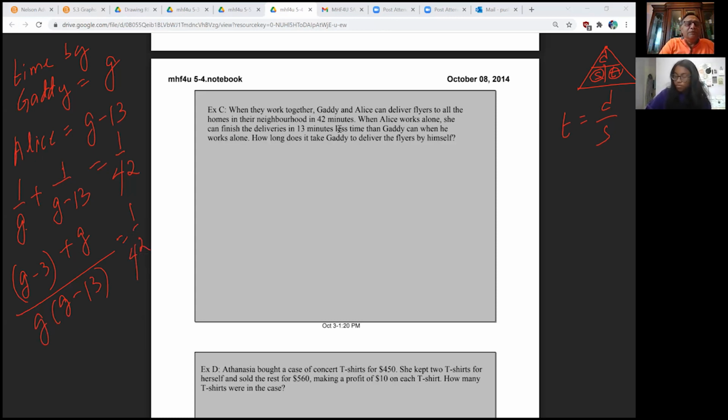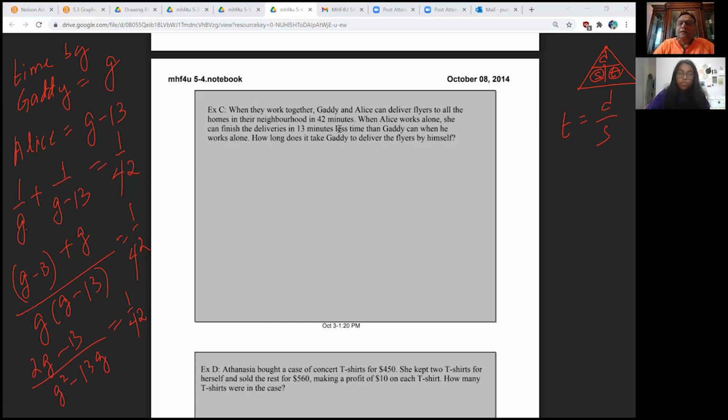Now you can simplify the numerator, which is g plus g is 2g. So we have 2g minus 13 over all this. Well, this is 13 minutes less, right? So we'll just open this. I should have written 13. I wrote 3, I don't know why. Sorry, 13, right? 2g minus 13. So when you multiply this, you get g squared minus 13g, right? Equals 1 over 42. Clear? Now you can cross multiply and then solve.